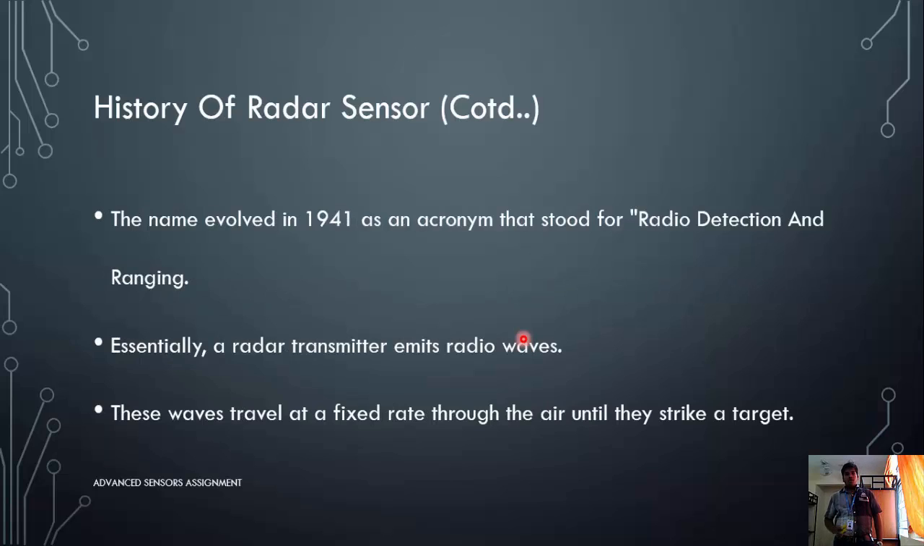The name evolved in 1941 as an acronym that stood for radio detection and ranging. The acronym for radar is radio detection and ranging. The name itself shows the meaning of radar sensor. Essentially, a radar transmitter emits radio waves. These waves travel at a fixed rate through the air until they strike a target or an object.